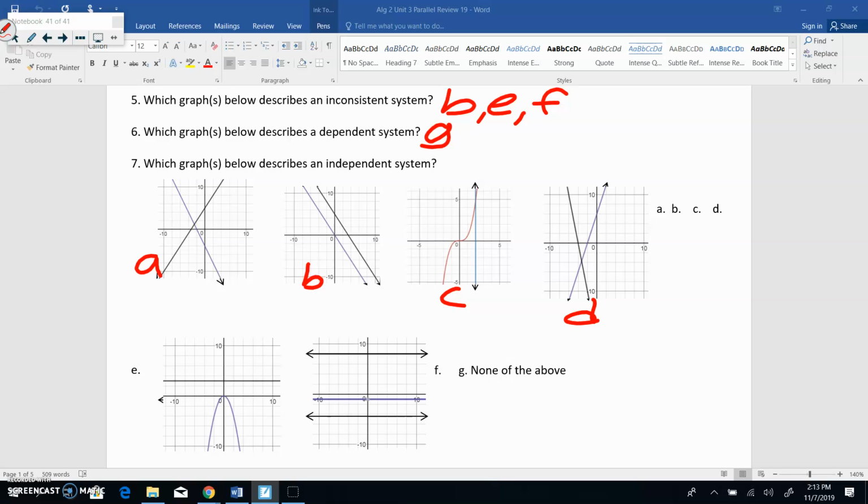Alright, and finally, independent, we're looking for intersections. Okay, in this case, A intersects, C intersects, and D intersects. I will tell you guys, we did get rid of the graph that is lined up with C. We thought it's not a very good graph, so we decided to get rid of it, so you don't have to worry about that one. Alright.